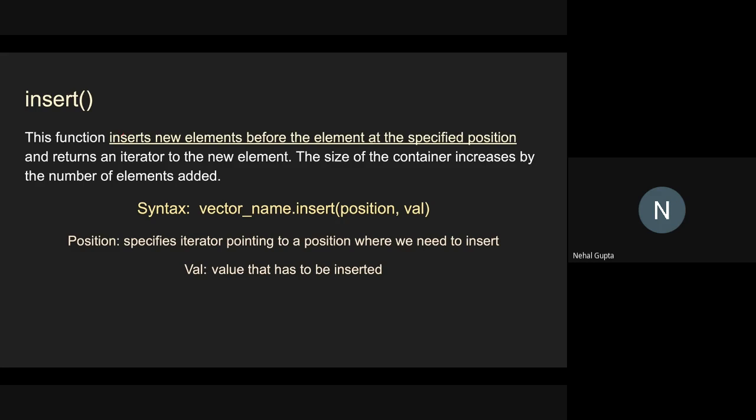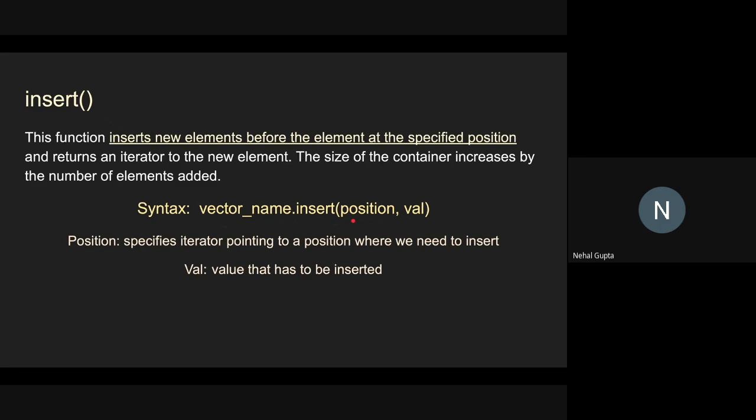Suppose you have inserted element 3 in the vector, for example. What this function returns is an iterator to the new element. I'll just show you an example that will make it more clear. First, I'll discuss the syntax. The syntax is vector name dot insert, position and value. Position is not an integer. This is very important. The position will not be an integer. You cannot just simply write 5 or 2 or 3.